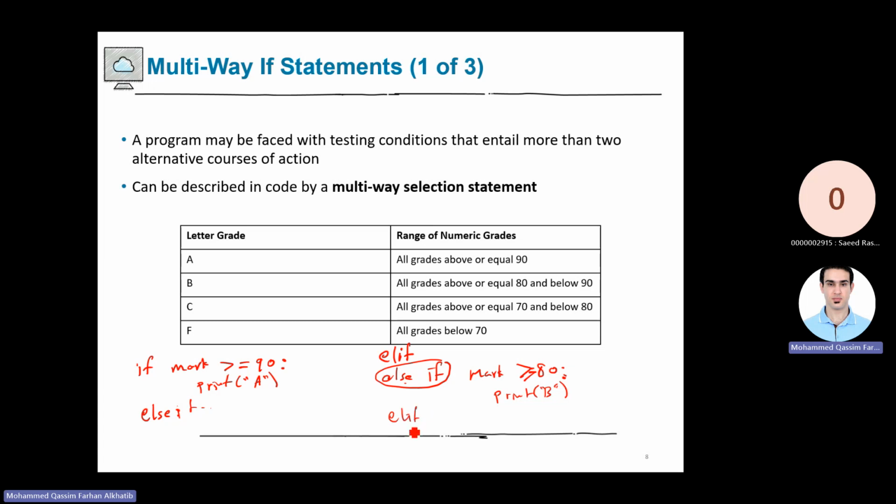Then elif. What does this elif mean? Now the mark is less than 80. Check if the mark is larger than 70. Print C, elif, and so on, all the way until you reach the last situation. Elif, else if. It's like a combined word. So to us we say else if, but in Python, to make a shortcut, elif. So let me write the code for this one and let's see the scenarios there.